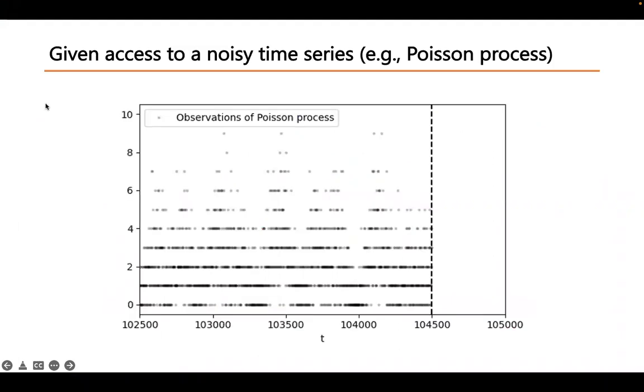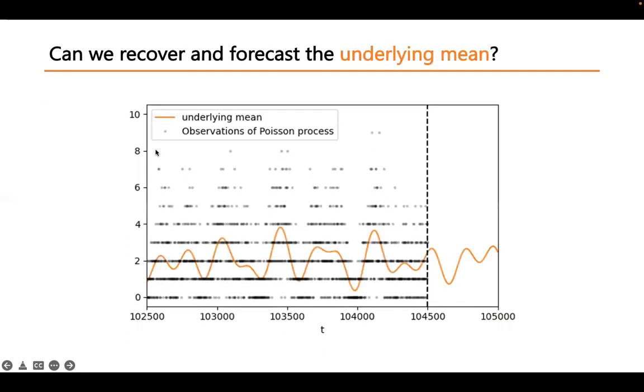So the canonical problem we're going to try to tackle in this talk is of time series analysis. In particular, imagine you have data coming from a Poisson process, and you only get to observe integer observations as seen here. Here, the y-axis are different integer numbers, and the x-axis is this Poisson process developing over time. Given this kind of data, what we'd like to do is, can we recover the underlying mean, and then forecast the underlying mean? Those will be the two tasks that we focus on.